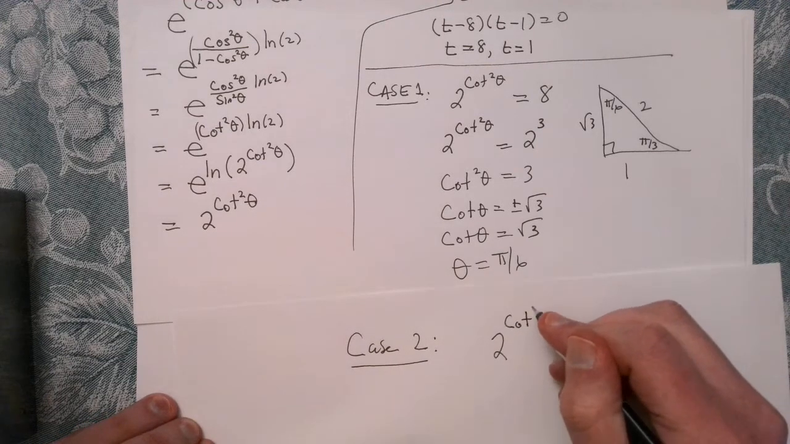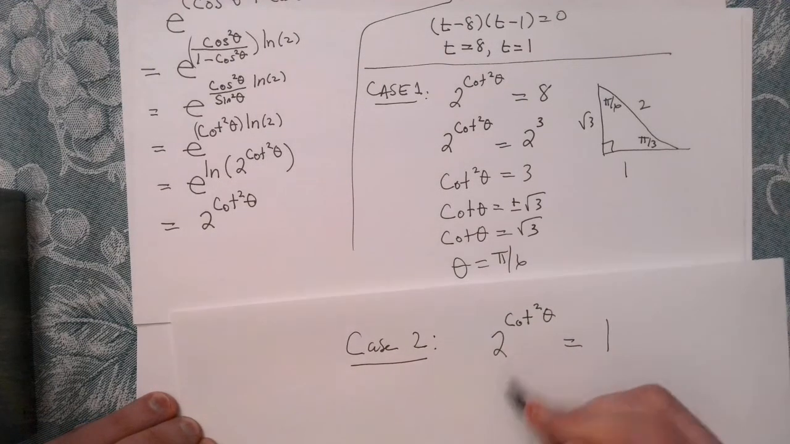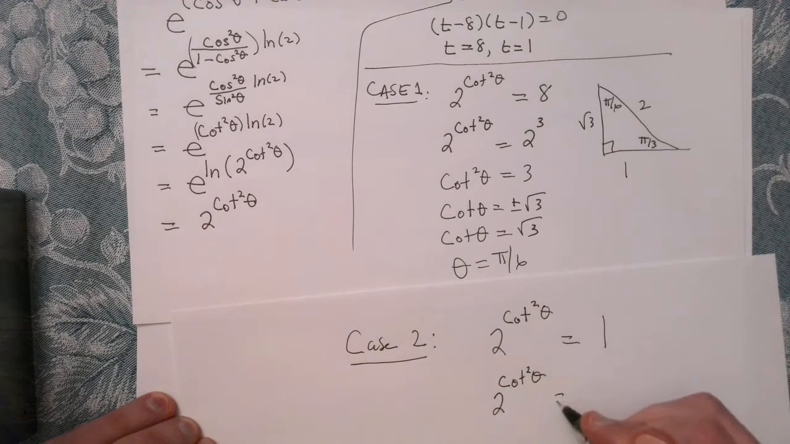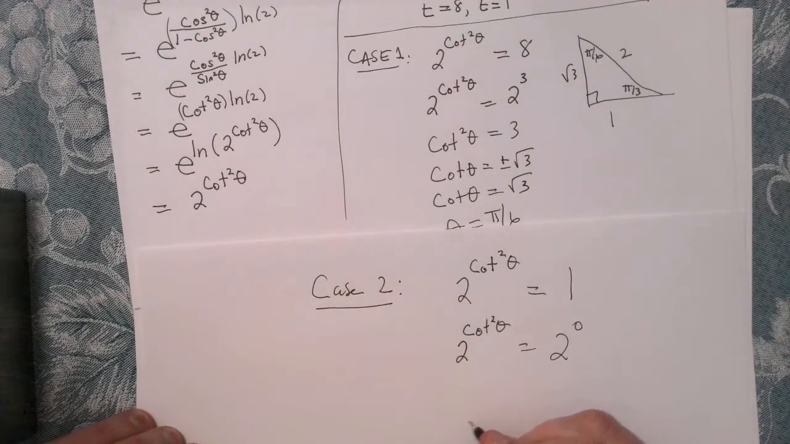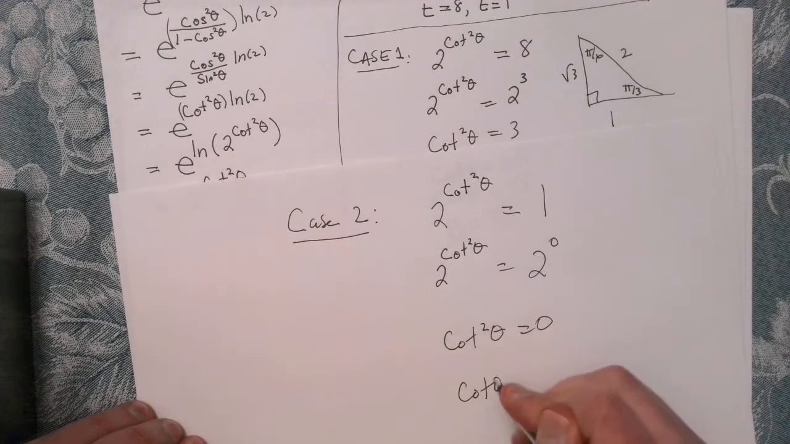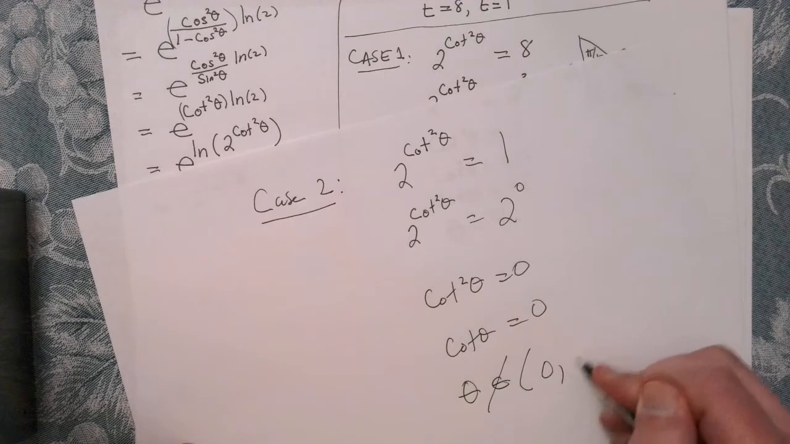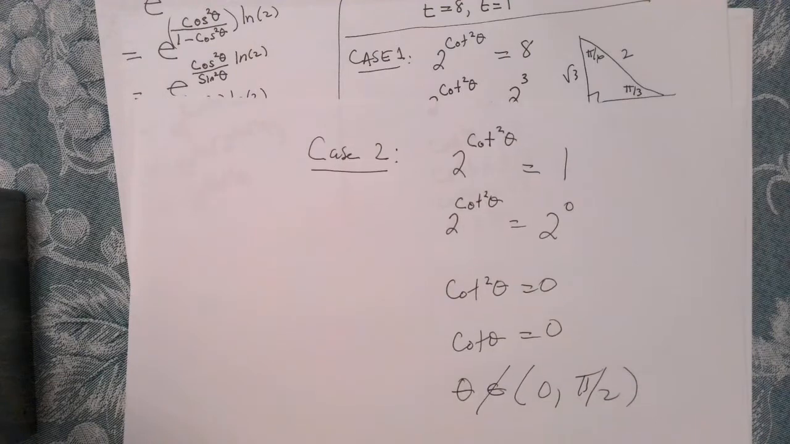So case 2. We've got cotangent squared of theta is equal to 1... This can easily be expressed in terms of base 2. We can just call that 2 to the 0 power. So 2 to the cotangent squared of theta equals 2 to the 0. Again, I can equate exponents. And then when I do, I find that the solutions are outside of the interval we're interested in. So cotangent squared of theta is equal to 0. So cotangent of theta is 0. And so the theta that we're interested in, they're not in the 0 to pi over 2 interval. So that's out. Okay, so just case 1 yields something that we care about.